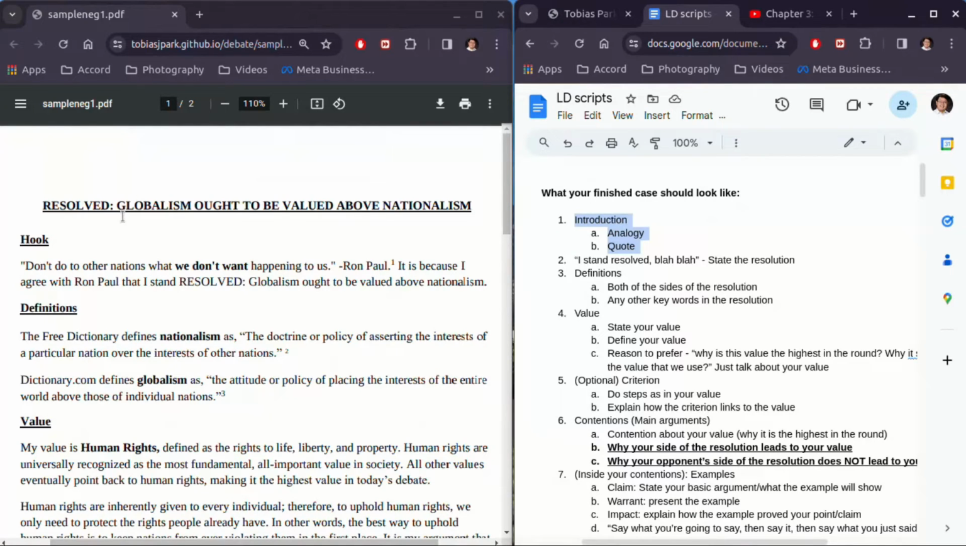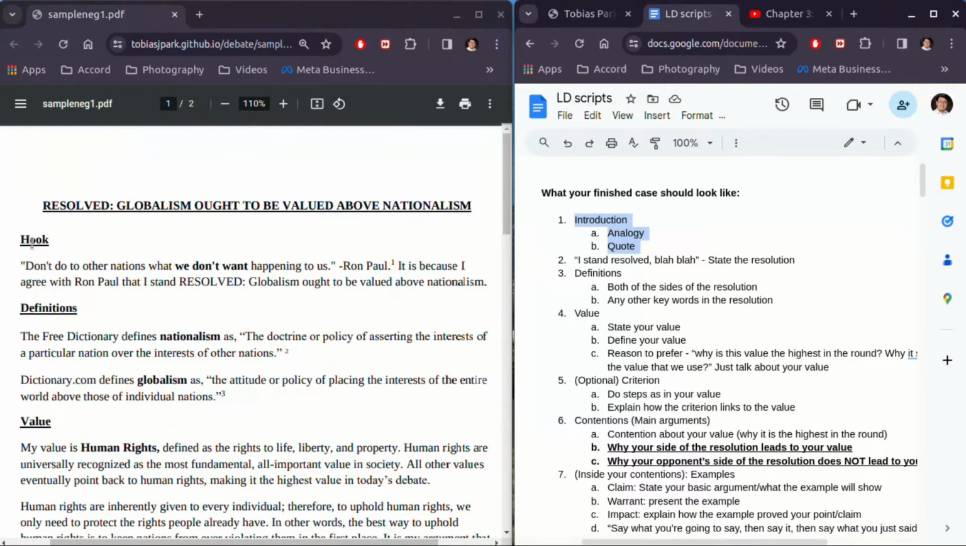The resolution, by the way, was nationalism ought to be valued above globalism. For this case, I'm on the negative side, so I'm valuing globalism. So I just wrote the resolution at the top as globalism ought to be valued above nationalism. That's just something that I did for my cases to keep track of which one was the AFF case and which one was the neg case and make sure I didn't get confused, but you don't have to do that.